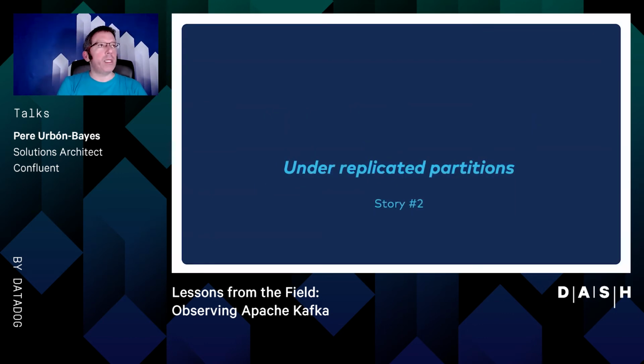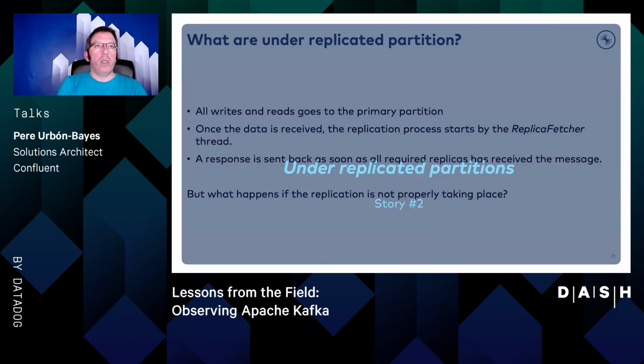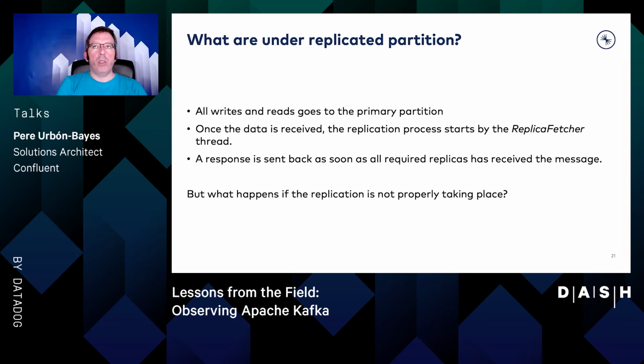The second story is under-replicated partitions. This is a very common thing that happens to all of us from time to time. So what are under-replicated partitions? All writes, and at least until recently all reads, go always to the primary partition. Reads not anymore because of the allow consumer to fetch from closest replica, KIP-392. But we can assume that for now, still all writes and reads go to the primary.